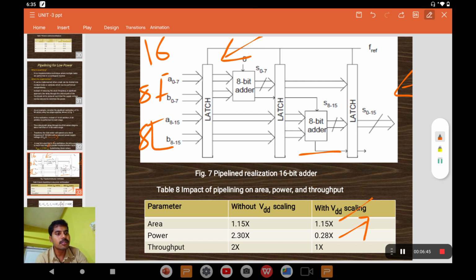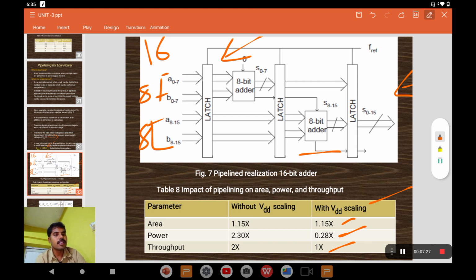So let us see, the area is increased only to 1.15 and performance is also 1x. In the case of parallel processing, the area is around 2.2 times the original, and the power dissipation is also 2.2 times the original value. But if you go for the pipelining approach, the area is reduced to 1.15, and with the supply voltage scaling technique, the power is reduced to 0.28, with the performance remaining the same.